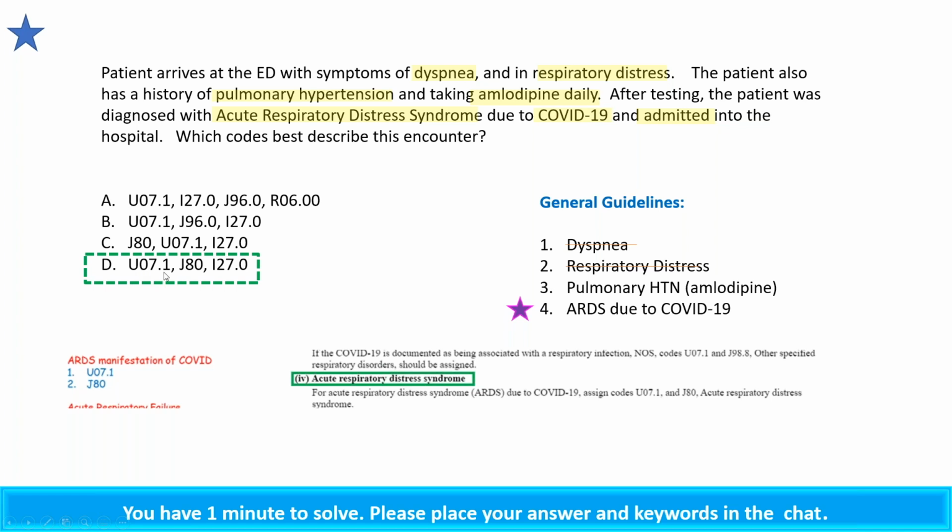This is our COVID-19 code. This is our acute respiratory distress syndrome code, and I27.0 is a circulatory system code. We can deduce that it is pulmonary hypertension, and the answer is D. Outstanding. That's right. Somebody said, hey, we can eliminate that C. We can. All right. You guys with me?